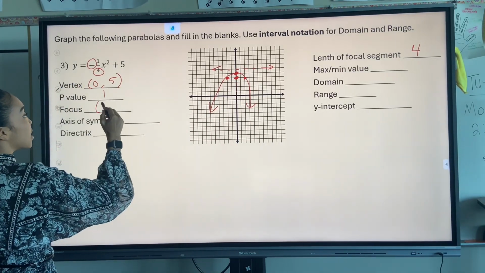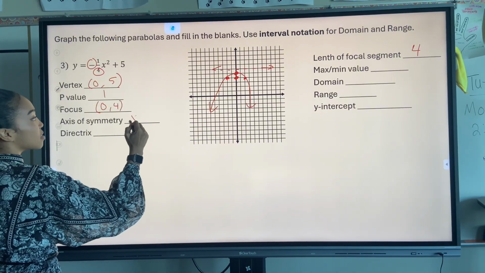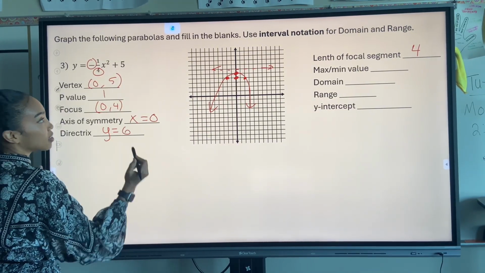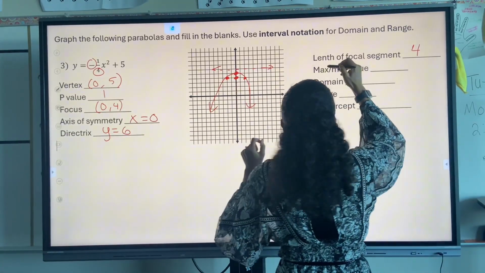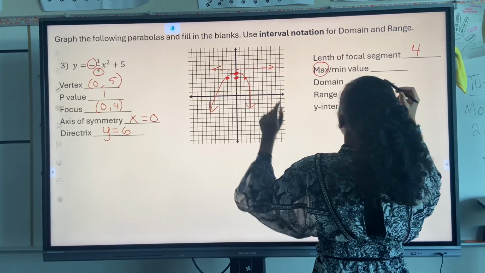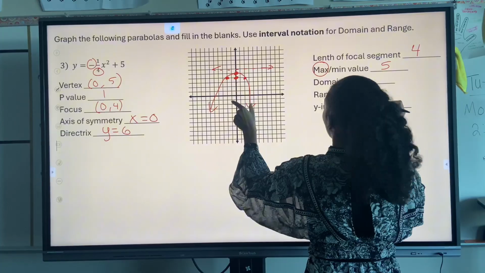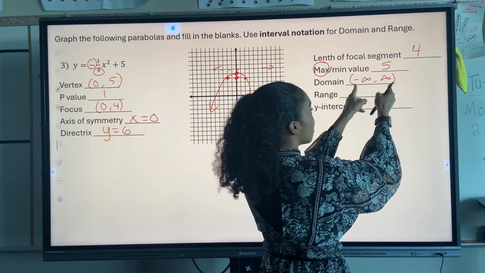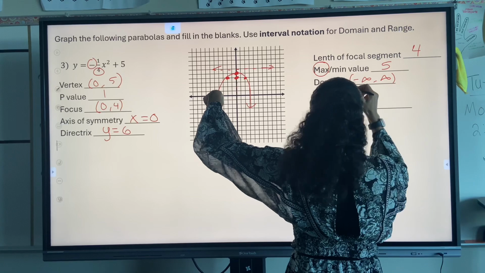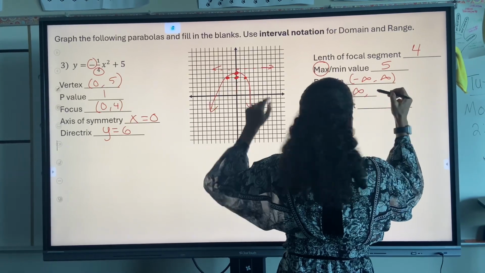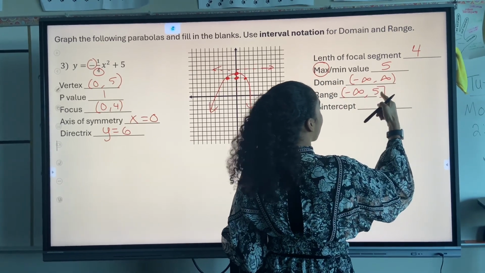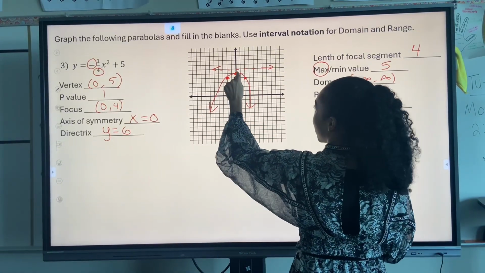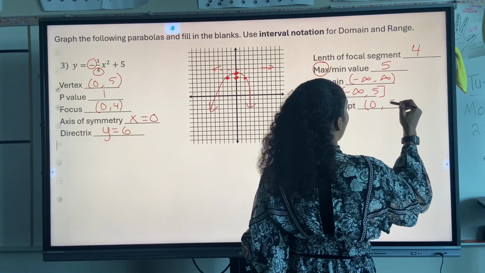Your focus is at 0, 4. The axis of symmetry is x equals 0. Your directrix is at y equals 6. You have a maximum value at 5. That is your vertex. Your domain is all real numbers, and it should have parentheses on these. Your range is negative infinity first, and then 5 at the top with a bracket. Your y-intercept is a point, and that is right here at the vertex, 0, 5.